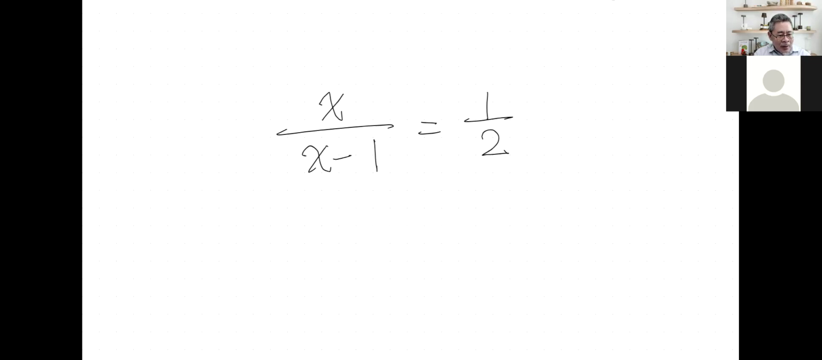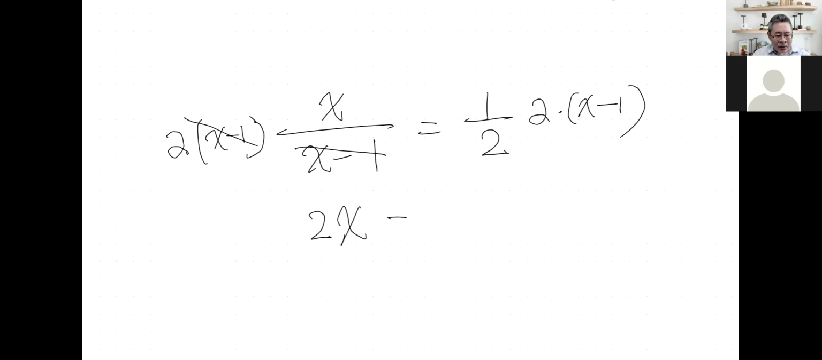So 2x minus 1, we times that, 2 times x minus 1. And we can see that that got canceled. So this side got 2x. On the other side, 2 and 2 cancel, we got x minus 1. Did you get here?